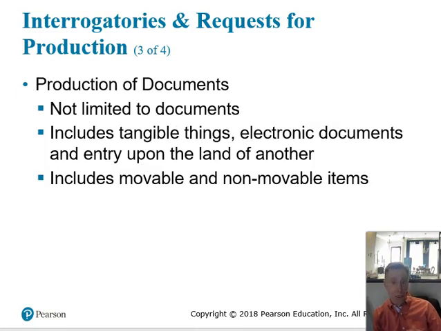Production of documents. It's called documents, but it's not just documents. They include tangible things, electronic documents, and entry upon the land of another. It includes movable and non-movable items. A movable item is something that you can pick up and carry around. A non-movable item is something that is either real estate or attached to real estate and cannot easily be removed. So even though you couldn't pick up a car, it is movable. Same with some heavy piece of machinery, that's movable.